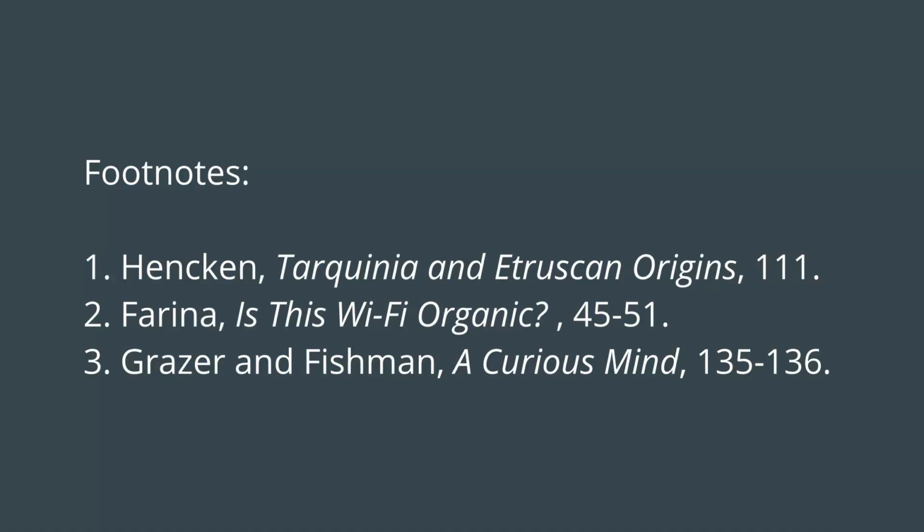So this is different. In the text you'll have blah, blah, blah, and then the number, and it goes to a footnote below. So not endnotes, just a footnote. This is for short footnotes and bibliography or works cited. So let's say we've got Hencken, so just the last name of the author or authors. Title of the book, Tarquinia and Etruscan Origins, page 111. Next, Farina, just the last name or family name. The title of the book, the page numbers that the information came from. Next, two authors, Grazer and Fishman, just the last names. Title of the book, page numbers here.